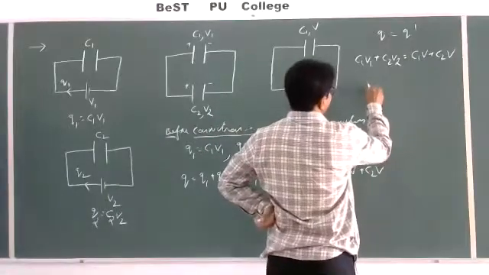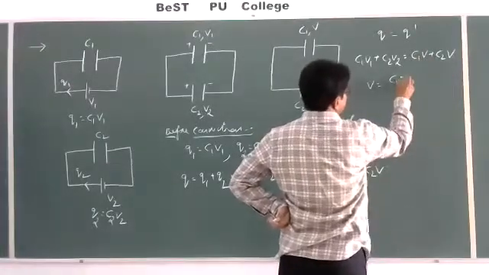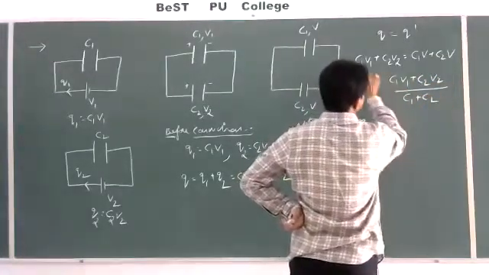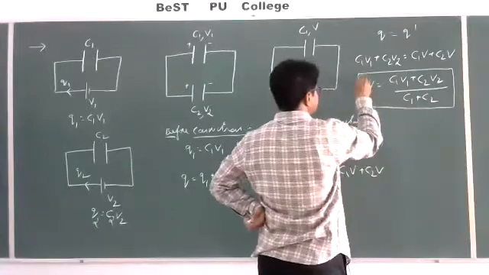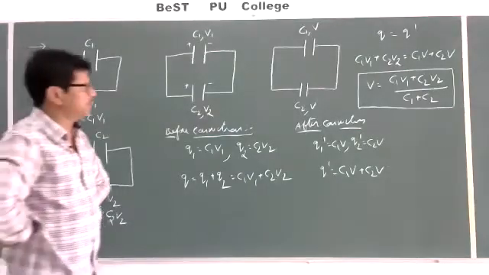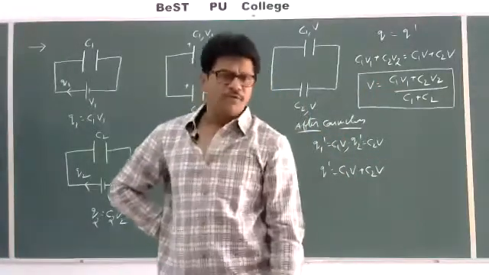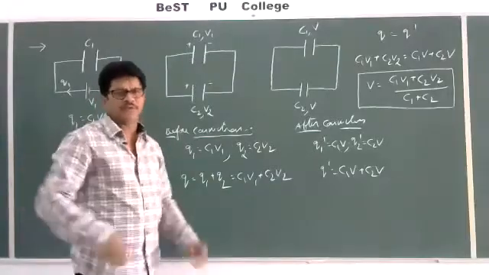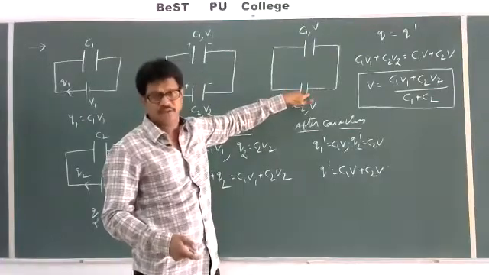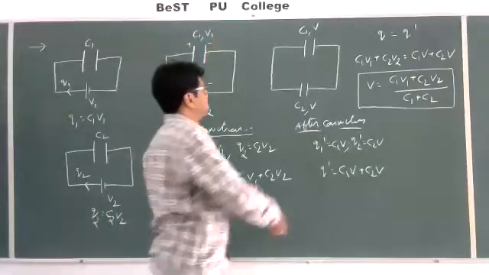Then V is equal to common potential formula. V is equal to C1V1 plus C2V2 by C1 plus C2. This is a very important formula to find the common potential when the two charged capacitors are connected together. That too in such a way that positive is connected to positive and negative is connected to negative.